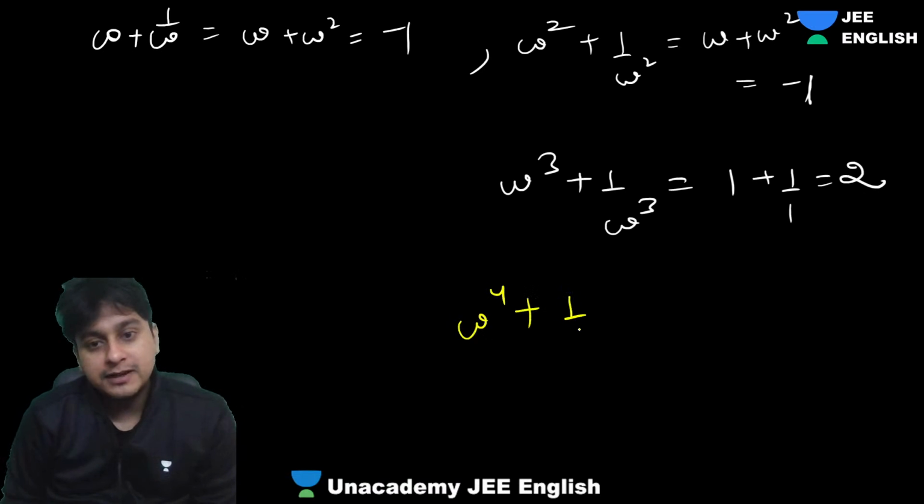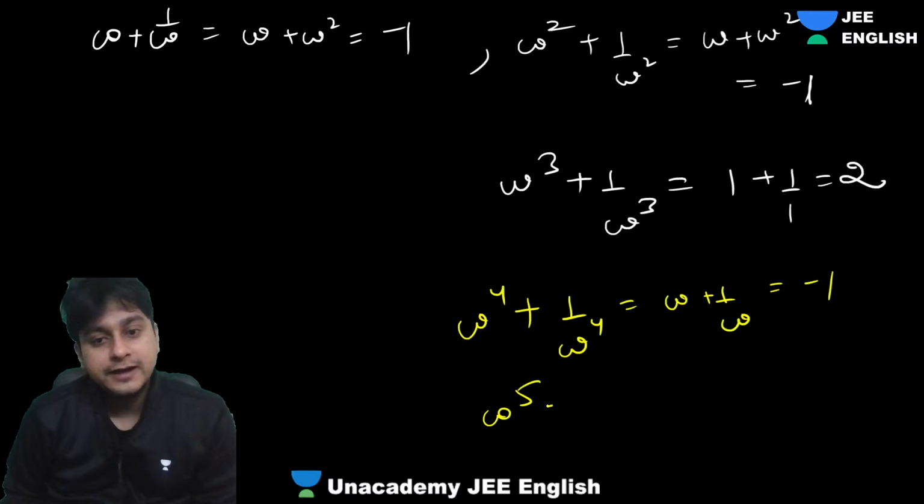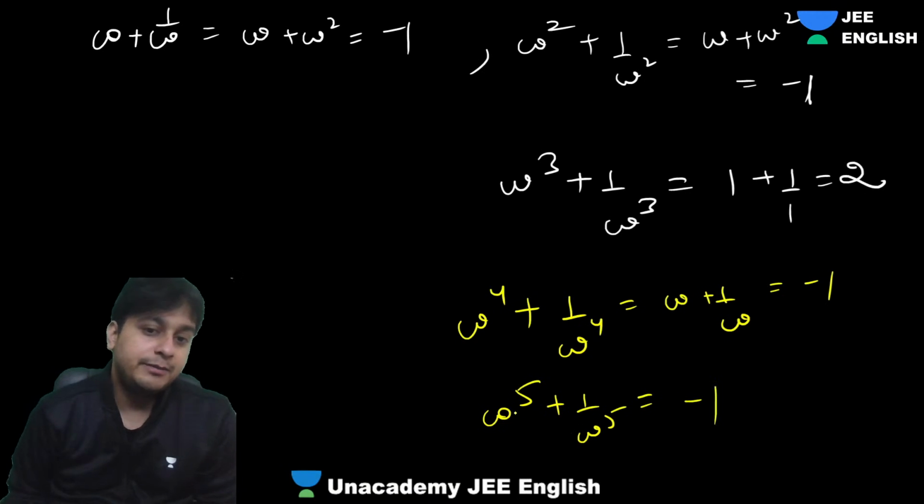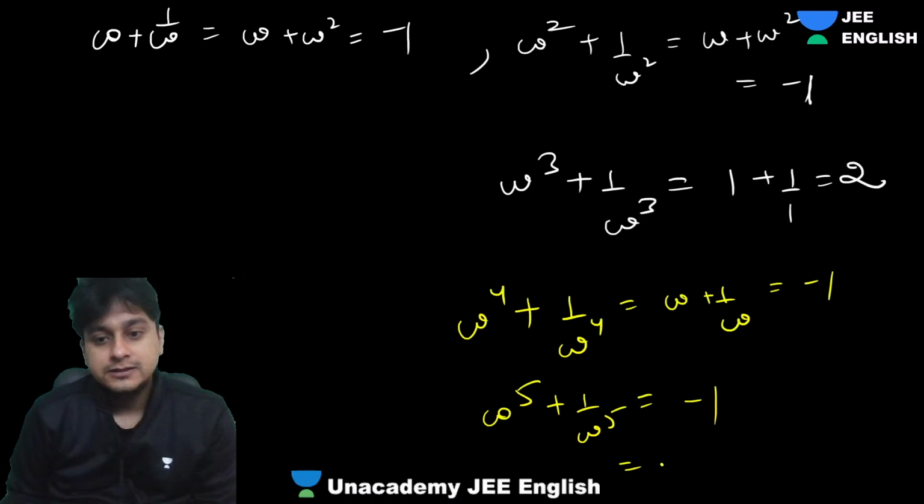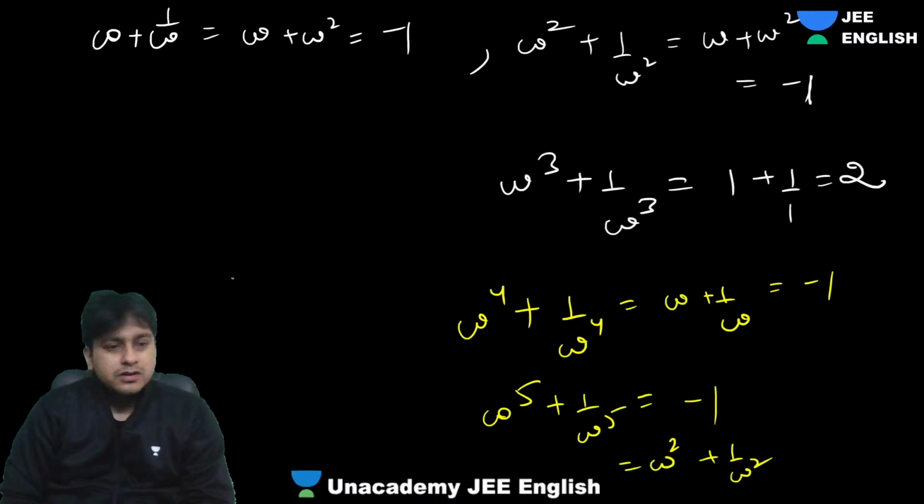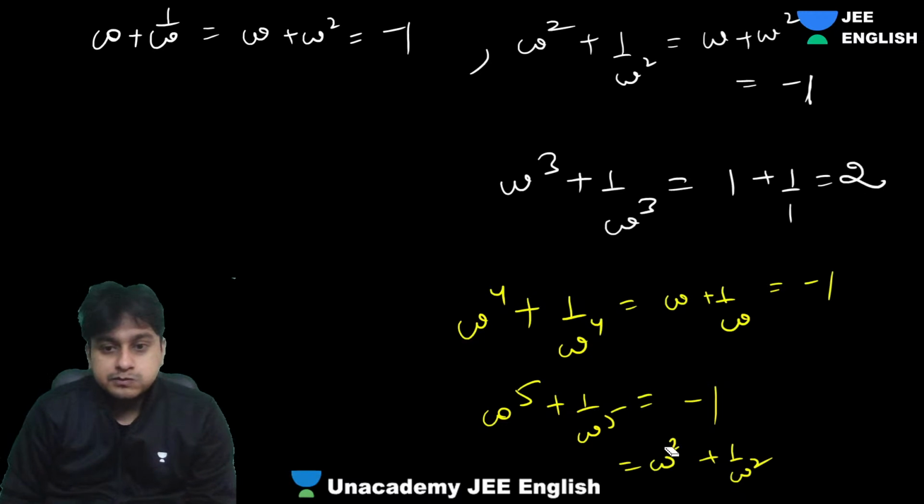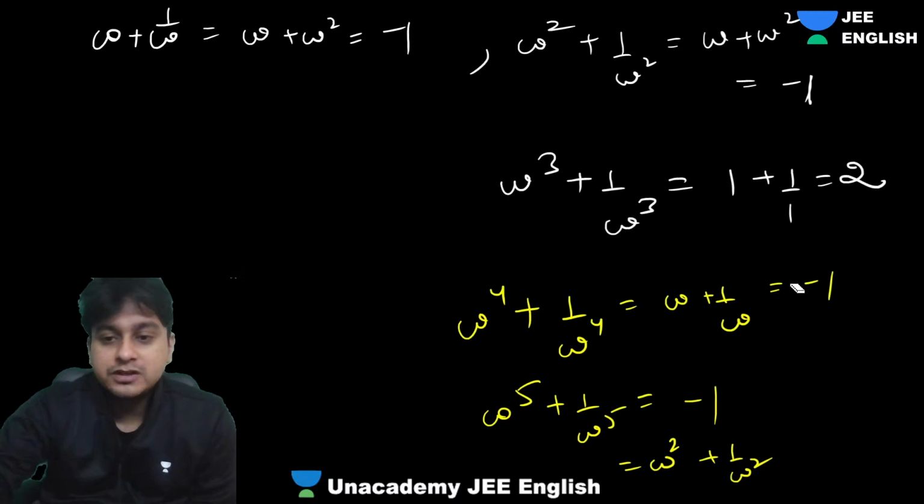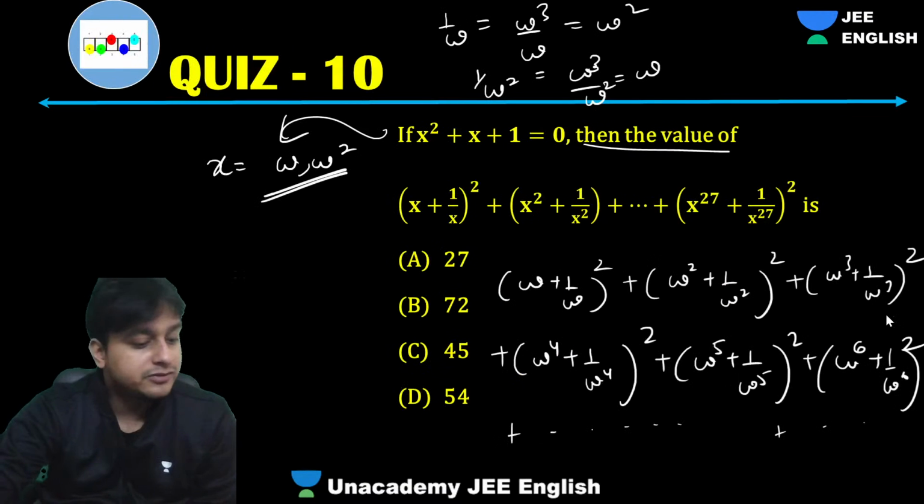Omega power 4 plus 1 by omega power 4 is nothing but omega plus 1 by omega, which is again minus 1. Omega power 5 plus 1 by omega power 5 will be again minus 1, because this is omega square, so it will be omega square plus 1 by omega square.